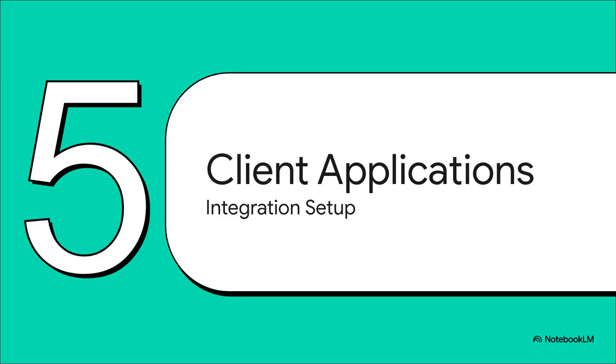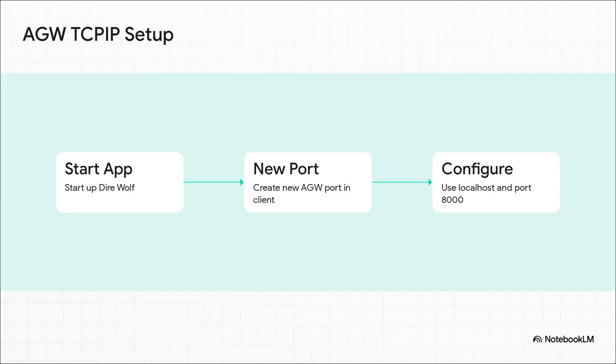Finally, Section 5, Integrating Client Applications. Direwolf is incredibly powerful on its own just for observing traffic, but its true power really shines when it acts as the engine for your favorite packet radio apps. It actually hosts an internal server using the AGW network protocol, which allows up to 3 different client applications to connect simultaneously. You can easily bridge Direwolf to mapping and messaging apps by creating a new AGW-type port in your client software, simply pointing it to your computer's own IP address, localhost, and setting it to port 8000.